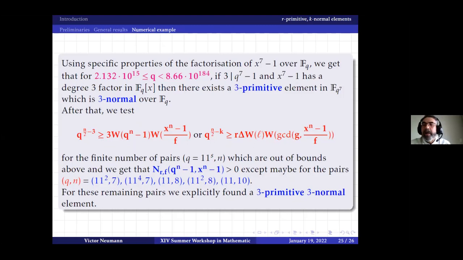A following question. I imagine that you have found also some examples of fields that do not have r primitive, k normal elements. Can you have an idea of the largest counterexample? How big can this be compared to your bounds?